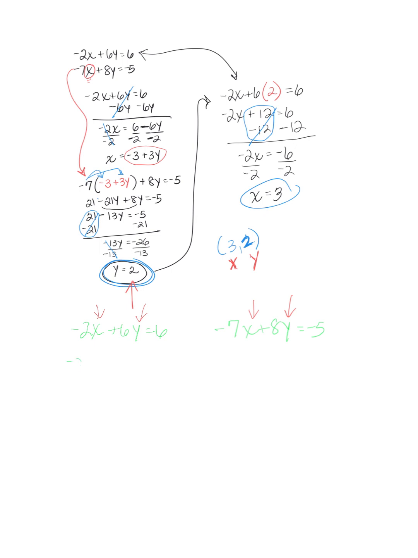So we have -2 times 3 plus 6 times 2 equals 6. That's -6 plus 12 is equal to 6, and lo and behold, we are correct. Let's try this one. -7 times 3 plus 8 times 2 is -5. -21 plus 16 equals -5. It sure does. We were correct.